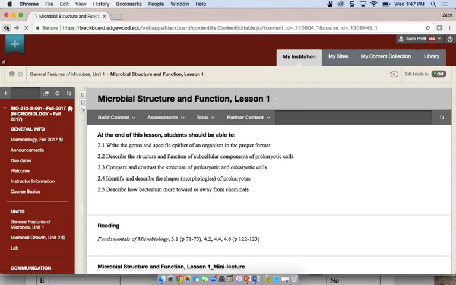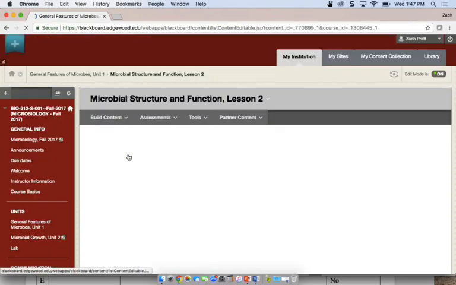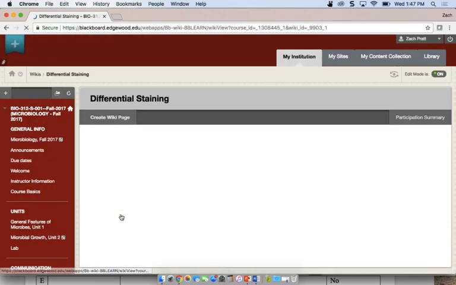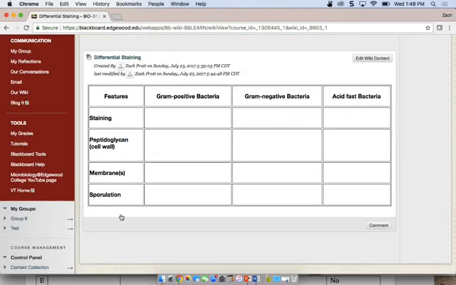Oh, that's the wrong one. And it's the one labeled as differential staining. So here's the table. What I would like each member of the group to do is to fill in one of these rows for the 3 different types. So we're going to talk about gram-positives, we'll talk about gram-negatives, and then we're going to talk about what we call acid-fast bacteria. And the prototypical member of acid-fast bacteria is Mycobacterium tuberculosis, which causes tuberculosis.